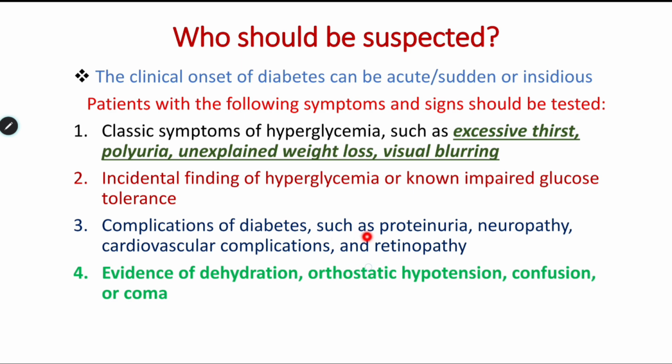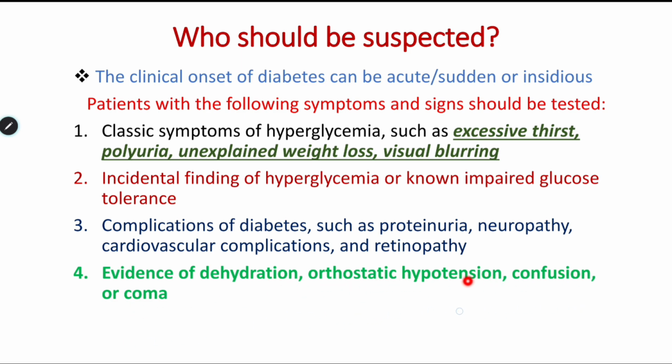Complications of diabetes, like sometimes you may not know the person is diabetic, but in their routine tests you might find proteinuria or some neuropathy, tingling sensation, or lack of sensation of the sole of the foot, like heart attack, cardiovascular complications, ischemic heart disease, retinopathy. So many type 2 diabetic patients can present with complications and their diabetes can get detected late. Evidence of dehydration, orthostatic hypotension, confusion or coma.